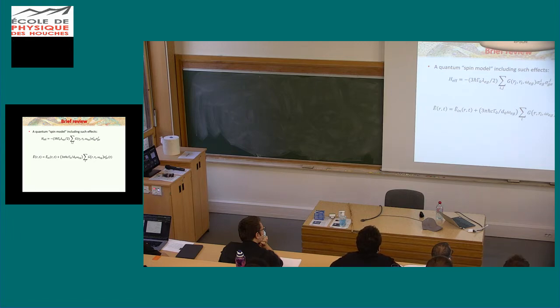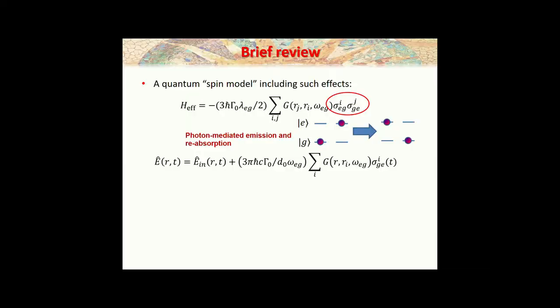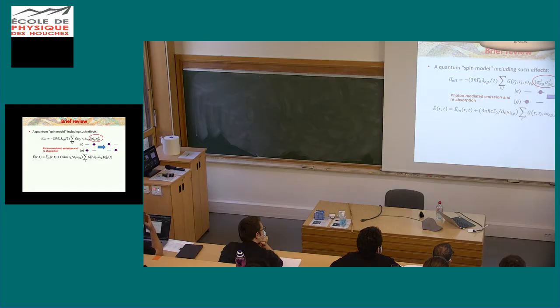So basically, the spin model encodes atom-atom interactions, where the type of atom-atom interaction is such that, if one atom is excited and another one is in the ground state, they can just flip each other. That's due to the process of photon emission and reabsorption. And then the strength of that interaction between atoms i and j is just given by the electromagnetic Green's function, or how a photon propagates from one point to another.